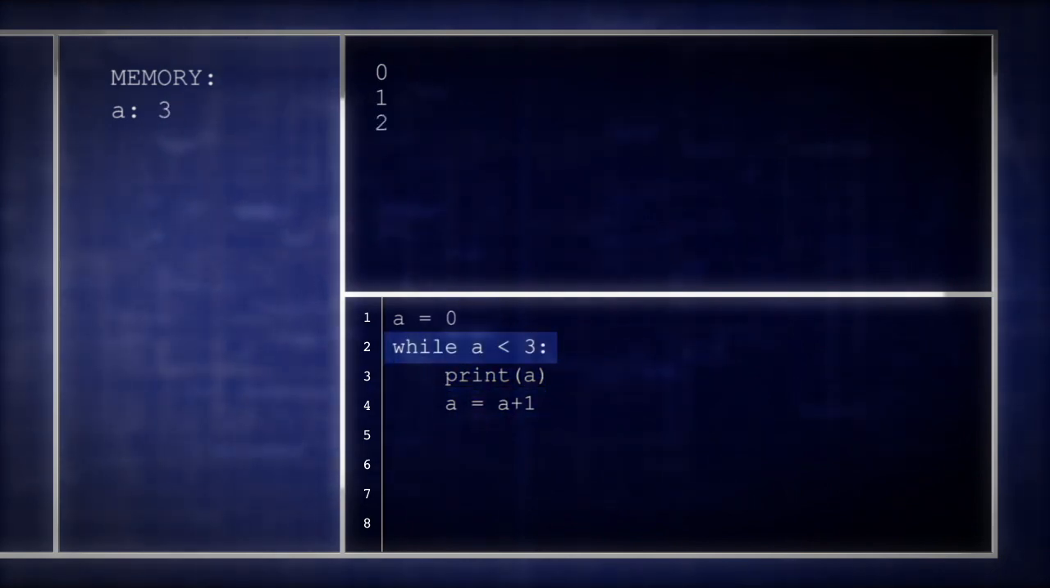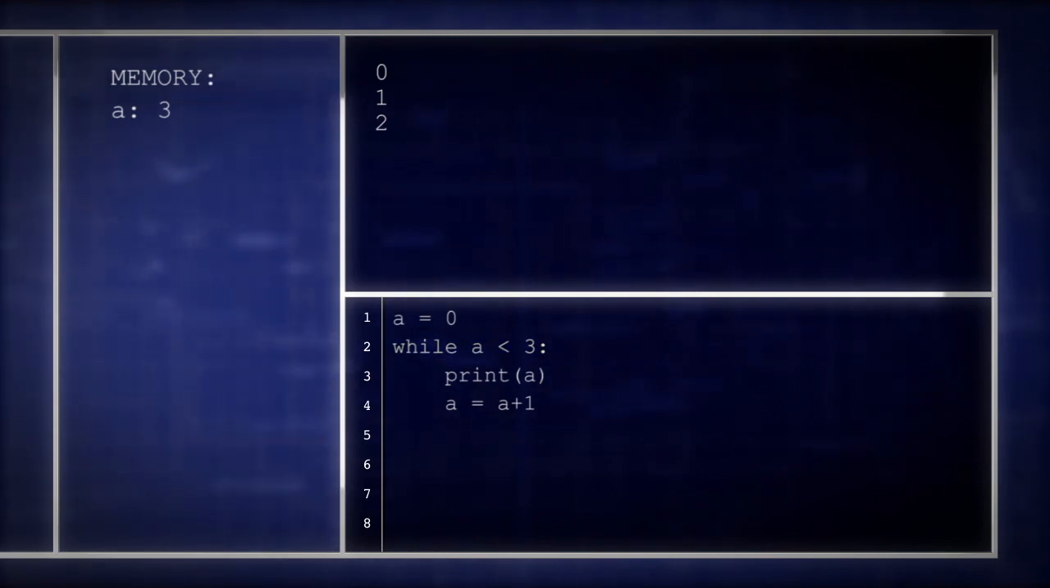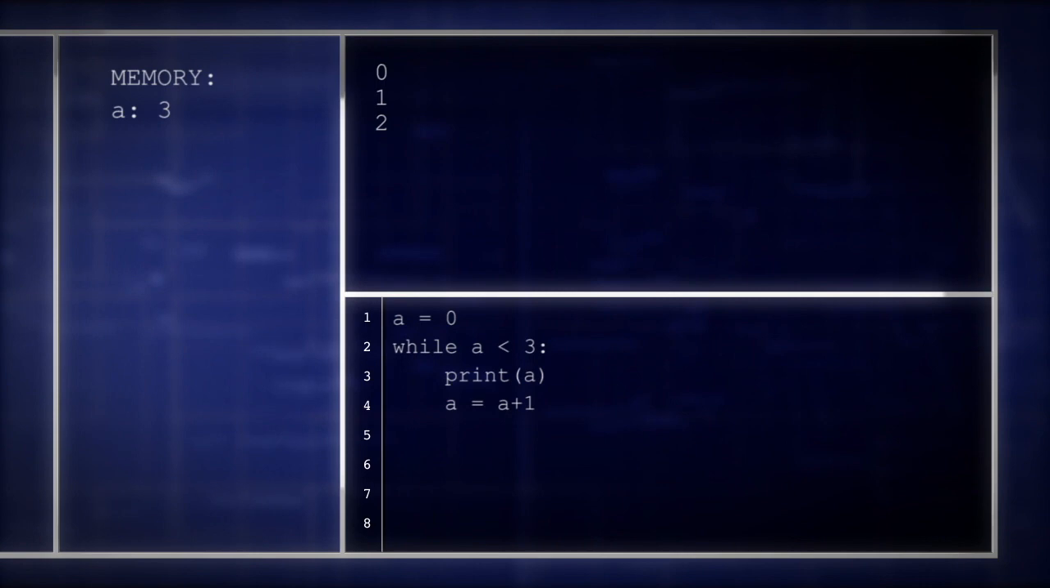Now, when we check the value of a, the condition is false. A is equal to 3, and so it's no longer less than 3. So we're done with the loop. Notice that we've had values ranging from 0 to 2. After the loop is over, the value is equal to 3. By the way, one time through a loop is called an iteration.